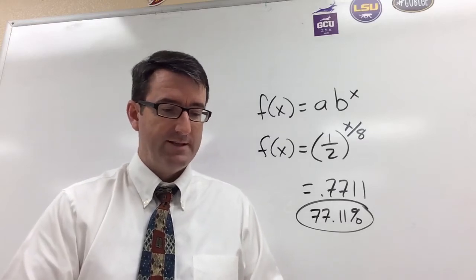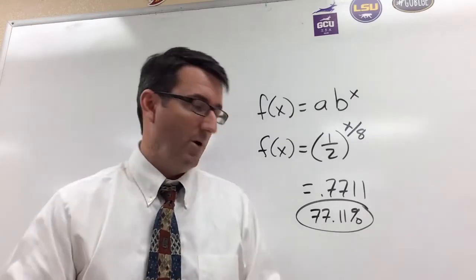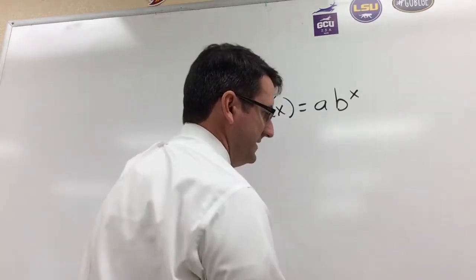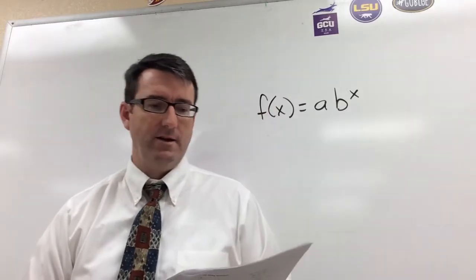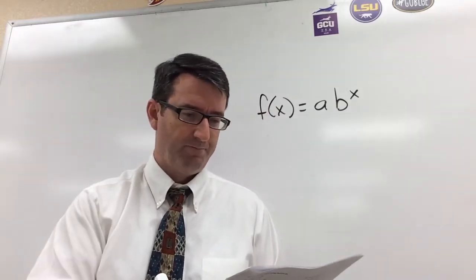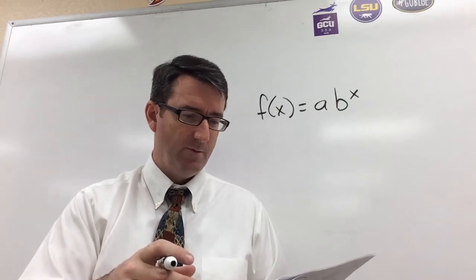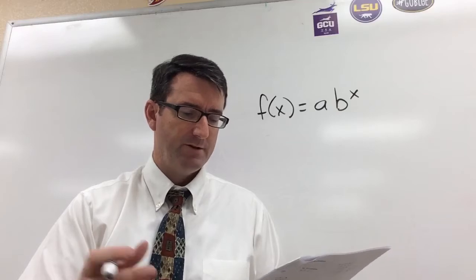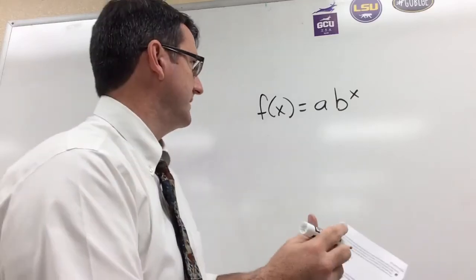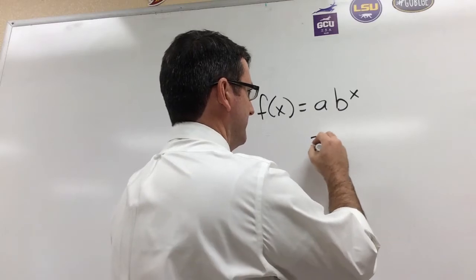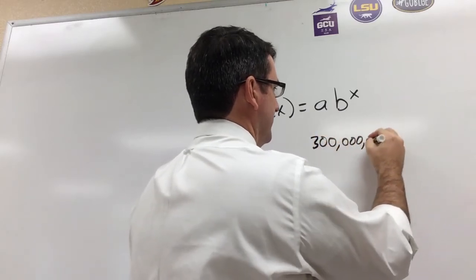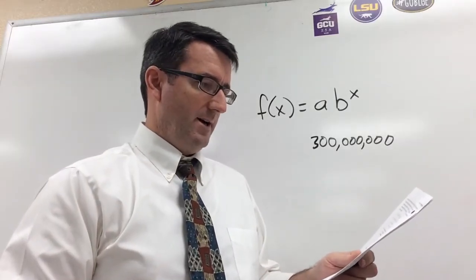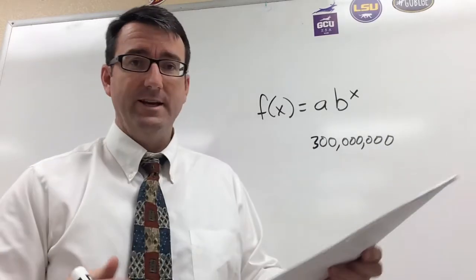All right, now for 27, now we're talking about population growth. And we're told that the population is growing 0.9% per year. We're starting in 2006, when the U.S. population was 300 million. So that's going to be our initial value, 300 million. That's our initial value. And the growth rate is 0.9%.